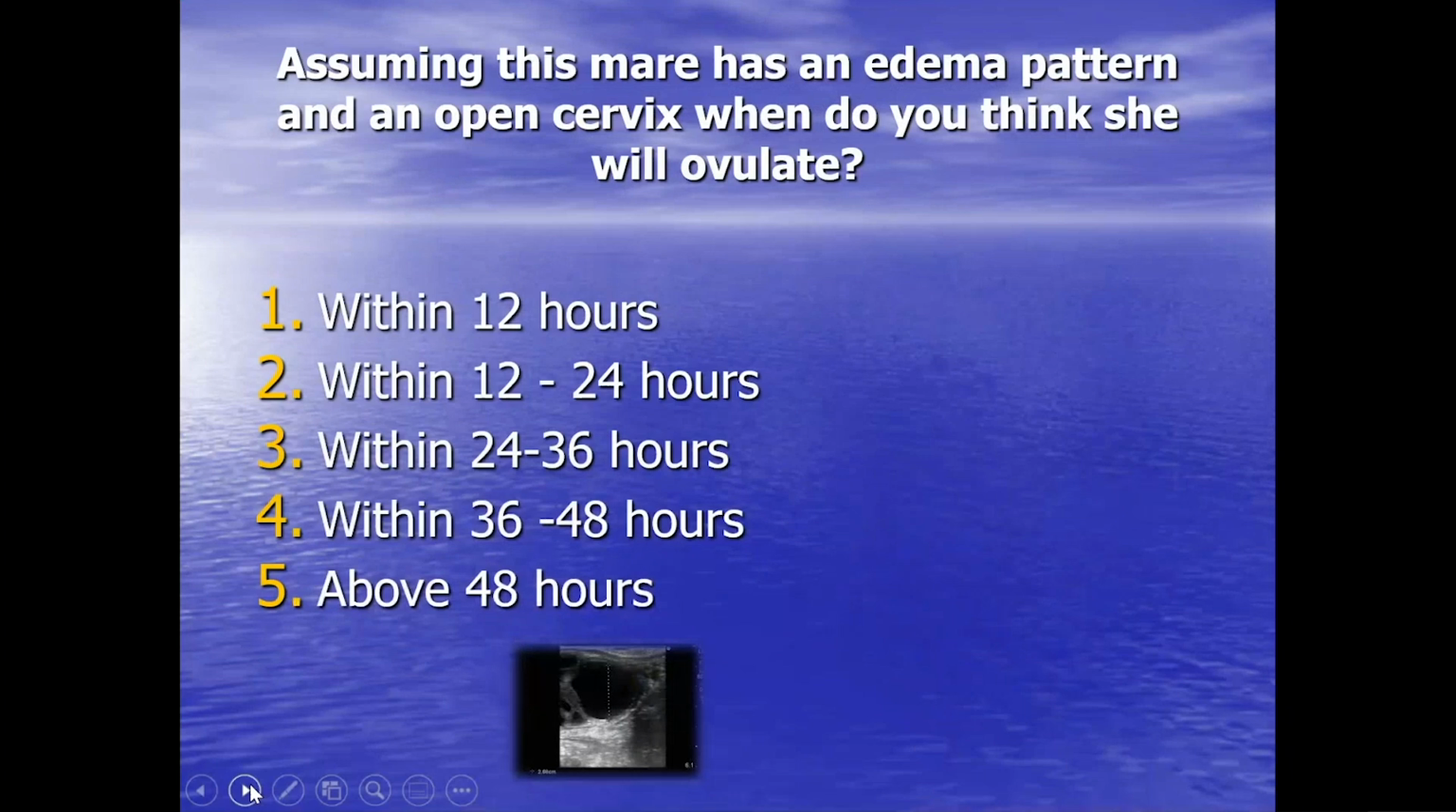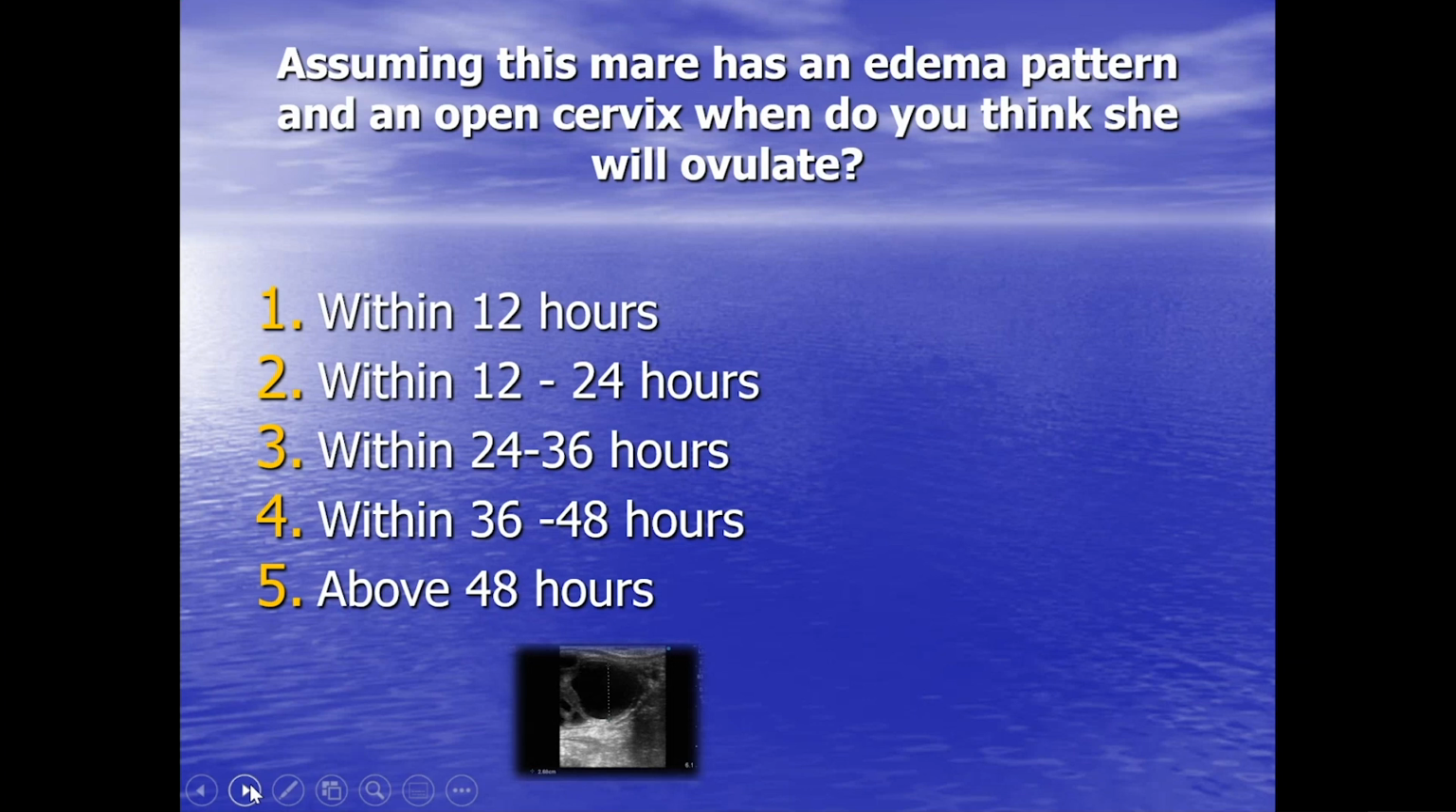Rather than tell you the answer now, let me set the question scenarios for you, and then we'll make sure we cover off those points I was alluding to. I assume this mare has an edema pattern and an open cervix. What am I saying by that? Well, I'm letting you know there isn't a corpus luteum present in this mare. There's no CL. So we've got a mare, and we don't know what a right ovary is doing. Let's say there's no follicular structures at all on a right ovary. But on the left ovary, we have this 2.68 centimeter follicle.